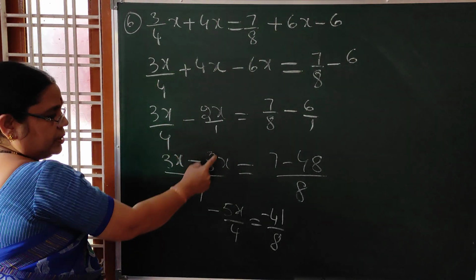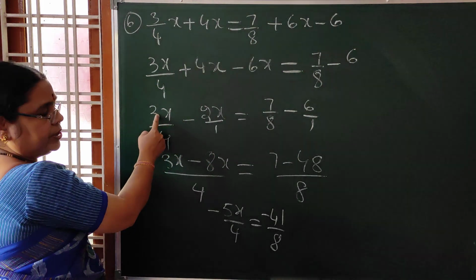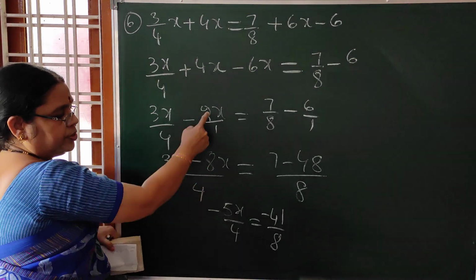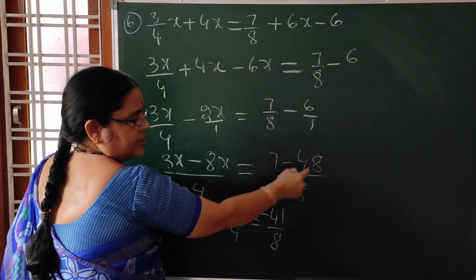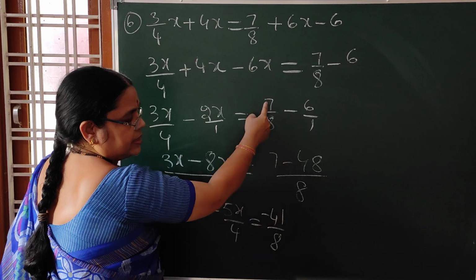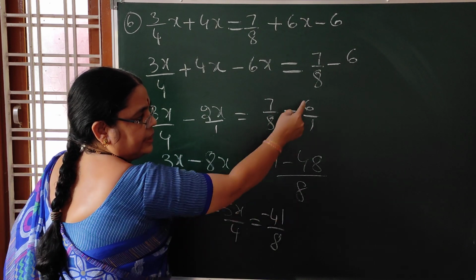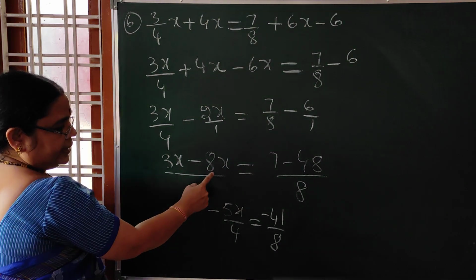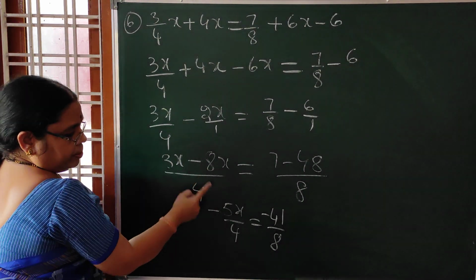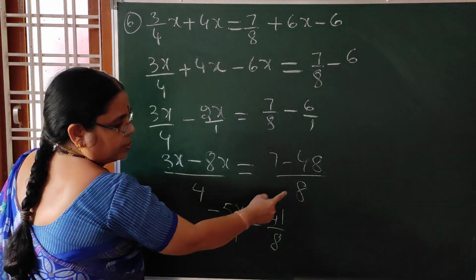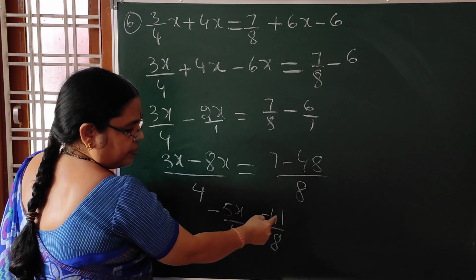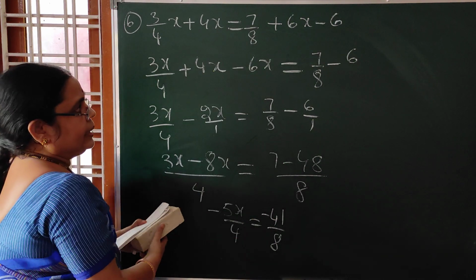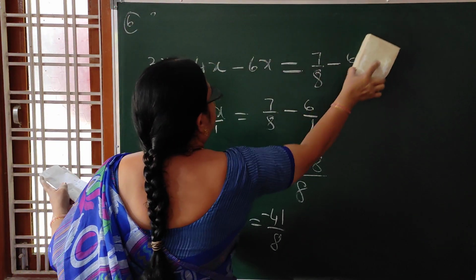Clear? So here 4 is LCM. 4 ones are 4. 1 into 3 is 3. 1 fours are 4, 4 twos are 8. RHS LCM is 8. 8 ones are 8. 1 sevens are 7. 1 eights are 8. 8 sixes are 48. Now 3x minus 8x. 8 minus 3 is 5. So minus 5x by 4 is equal to 7 minus 48, which is minus 41, by 8.